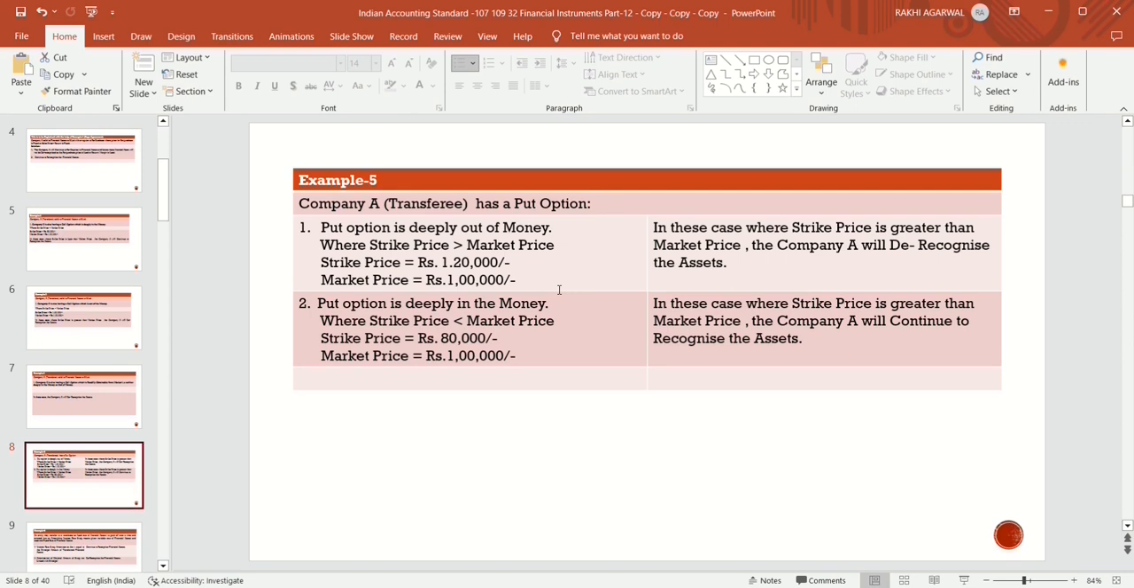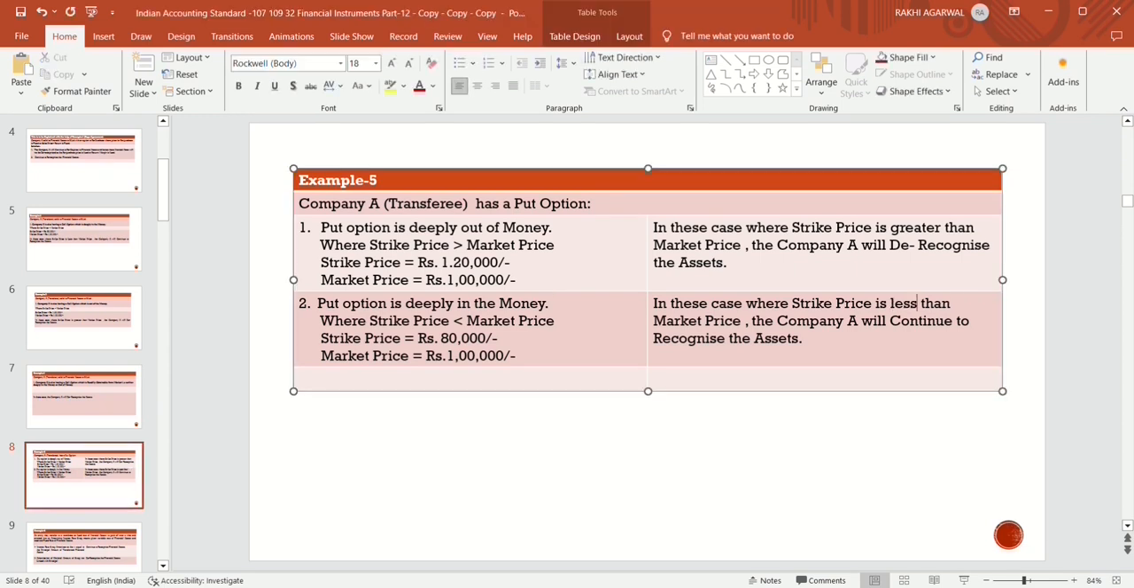In a put option, if it is deeply in the money, where the strike price is less than market price, for example the strike price is 80,000 and market price is 1 lakh, the company will continue to recognize the financial asset. Where the strike price is greater than market price, the company will de-recognize the financial asset, in case of both call option and put option.